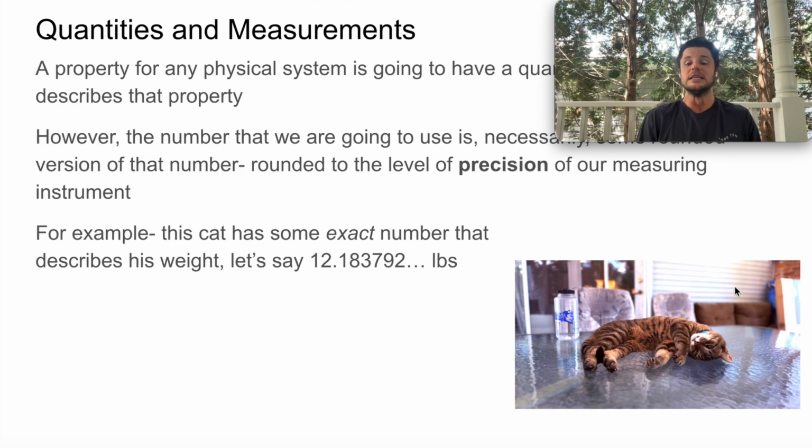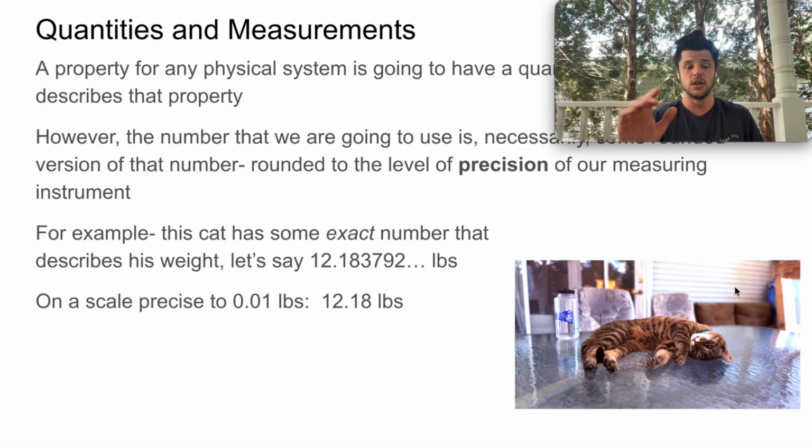12.183792 pounds, all right? So when we measure his weight, if we went to the vet, we would take his weight on a scale. That scale is only going to be accurate, only going to be precise to some level, right? So let's say that the scale was a very precise one, probably way more precise than the vet is going to use. But let's say it was precise to the hundredths of a pound.